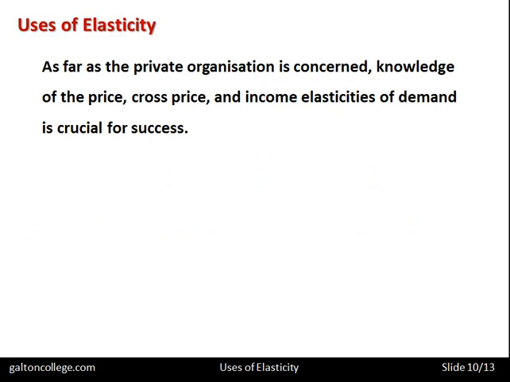Now, as far as private organizations are concerned, these private companies, knowledge of the price, the cross price and income elasticities of demand is crucial for success. The business community have to know about price elasticity of demand. They may not call it the price elasticity of demand, but in effect that's what they're talking about. And we've identified three different types here. Sometimes it's called the own price, or just the price.